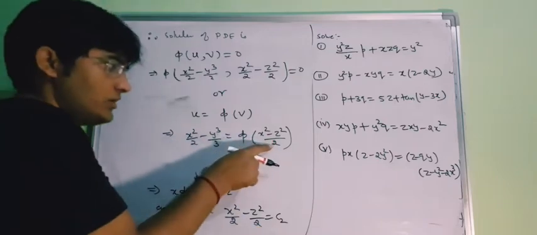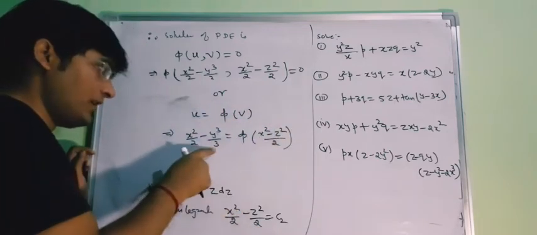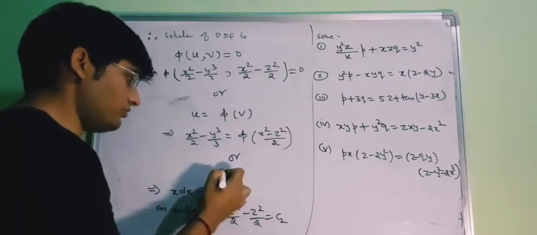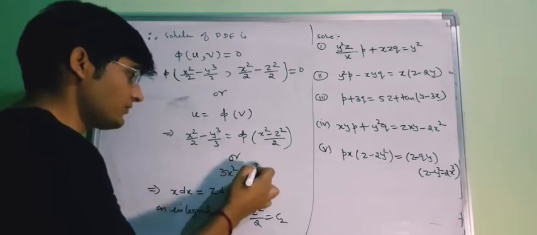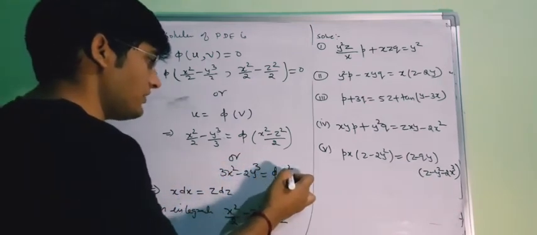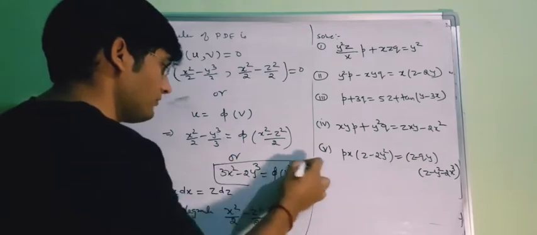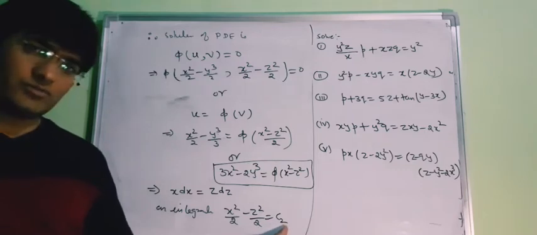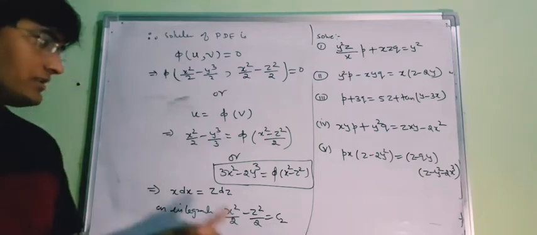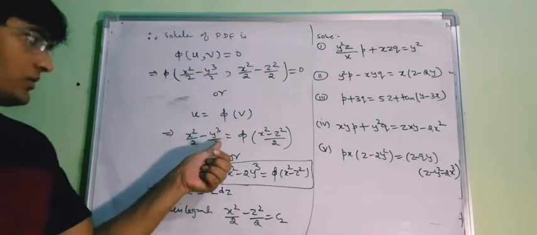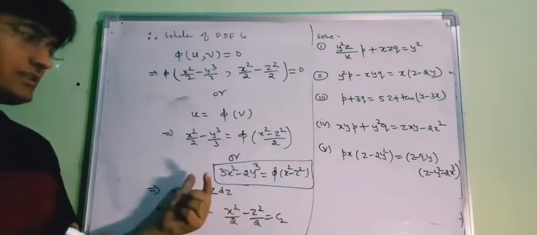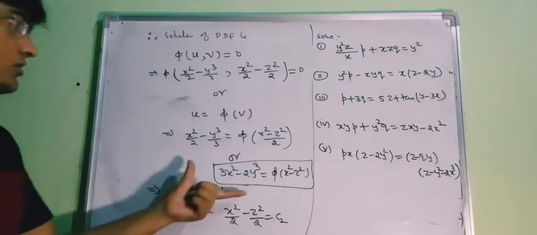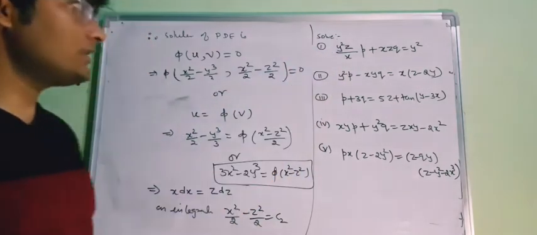So if you want to remove this 2, then you can remove it, and here we will get 3x square minus 2y cube equal to some function of x square minus z square as solution, because on taking this LCM, here we will get 2 times c2 and 2 times c2 will be another constant. In a similar way, x square upon 2 minus y cube upon 3 equal to some constant. So on taking LCM, we will get 3x square minus 2y cube equal to some other constant. So this is your complete solution of the partial differential equation 1.